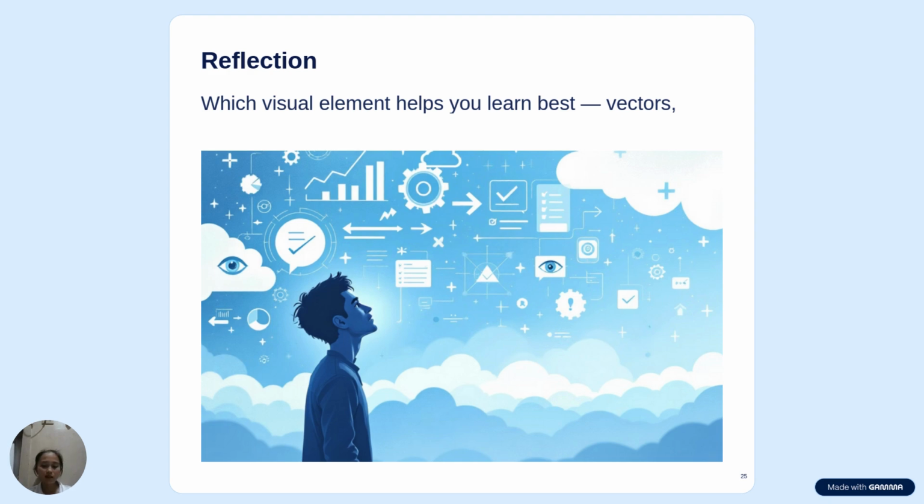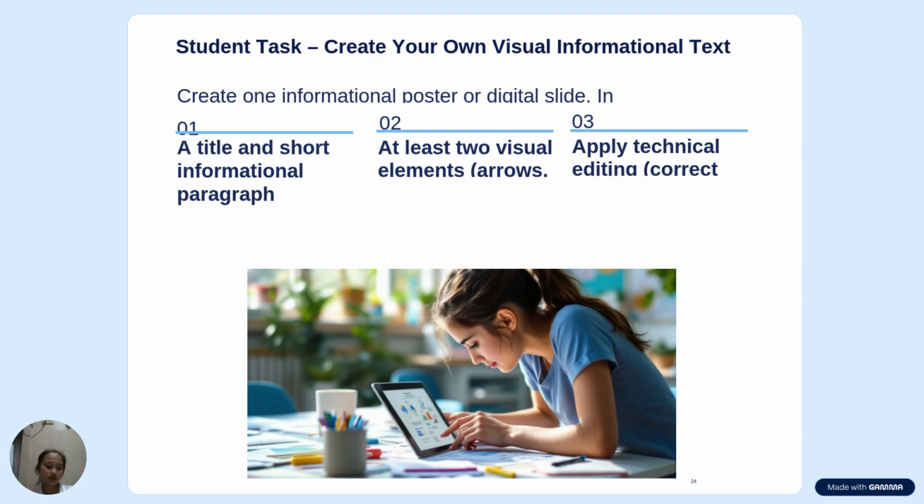Okay. Again, by the way, for your activity, you need to only choose any topic. So, social science, social studies, or even health. Then write a short paragraph and add visuals that will support your explanation. Then make sure your visuals are not random decorations. They must help you or the reader learn something. Then afterward, check your work using the technical editing checklist. Katong akong gi-flash earlier. Okay?